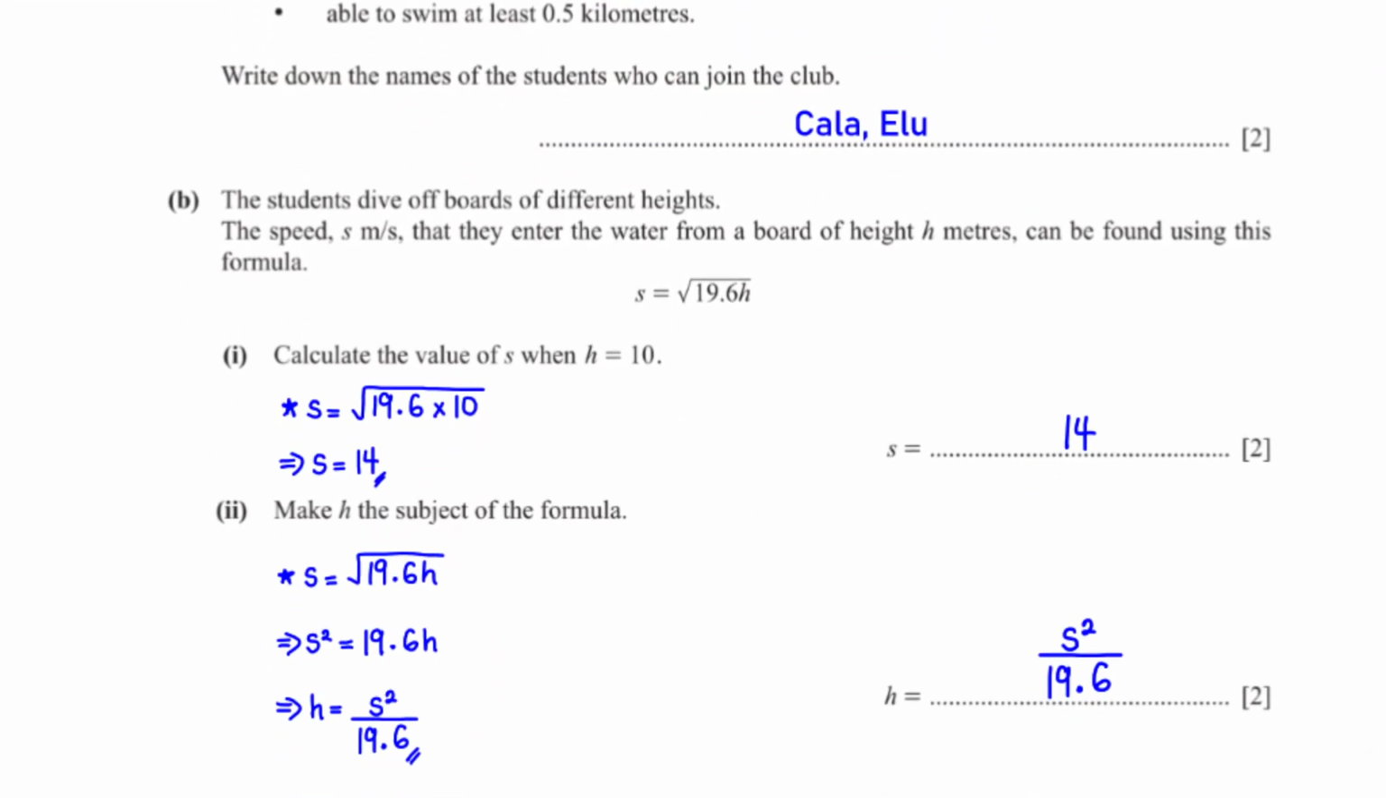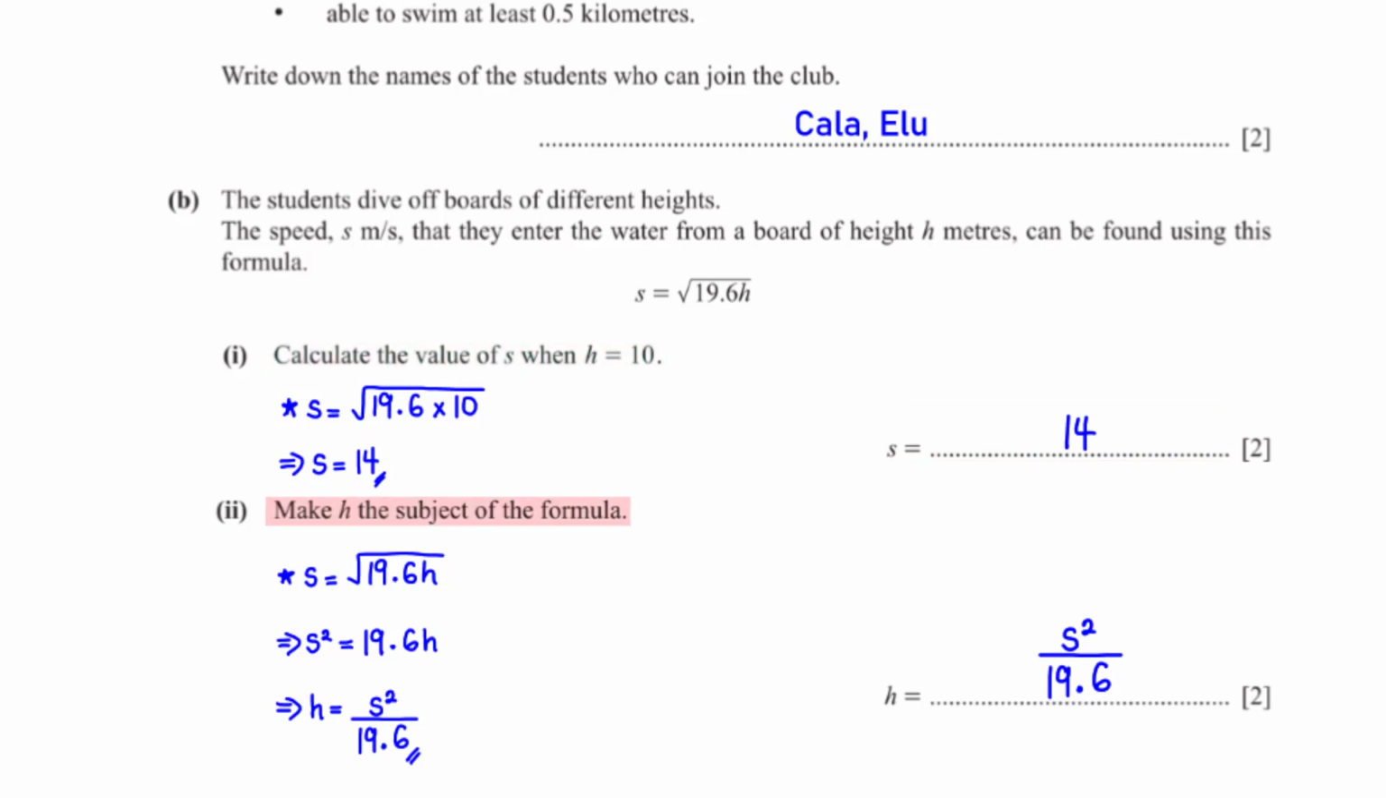The students dive off boards of different heights. The speed s meters per second that they enter the water from a board of height h meters can be found using this formula. Calculate the value of s when h is 10. When we plug in h equals 10 into the formula, this is what we get, which is equal to 14.